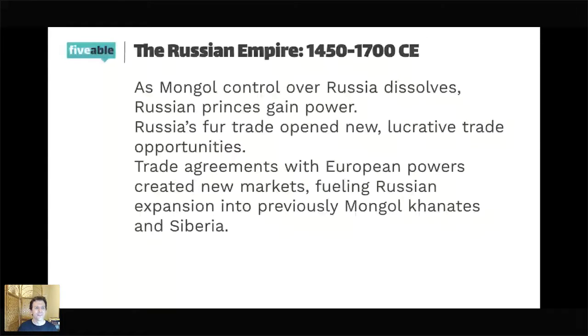Now, as Mongol control dissolves and falls out, Russian princes start gaining power. Remember, these Russian princes, they were the ones gathering the taxes. So they had already built wealth and they had already built power by part of their position before.